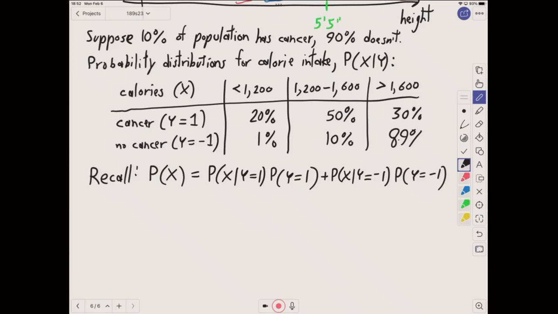And to give a specific example of that, if we look at the middle bin, the bin of people who are eating between 1,200 and 1,600 calories per day, then of the 10% of people who have cancer, 50% of them are in this bin, and of the 90% of people who don't have cancer, 10% of them are in that bin. That gives 0.14.